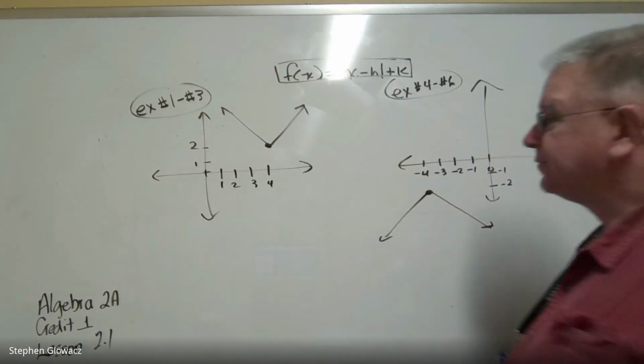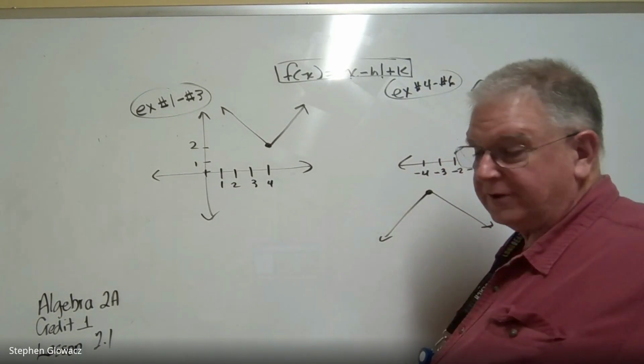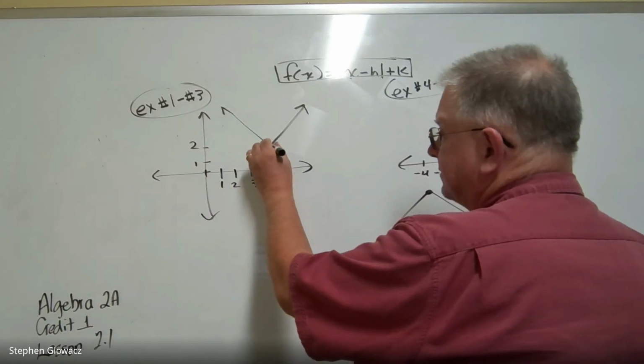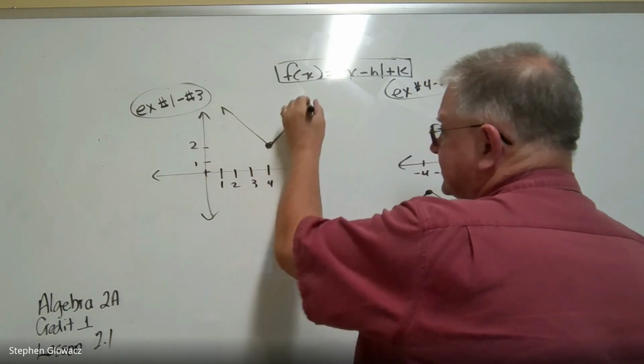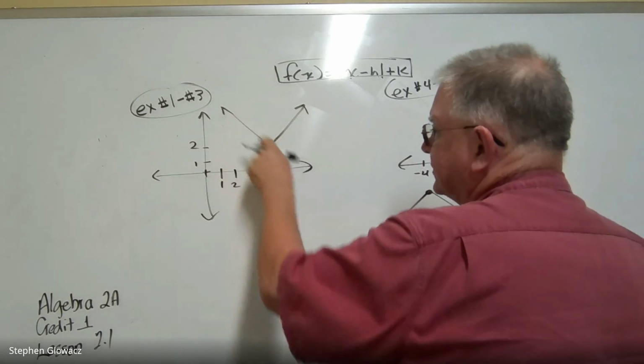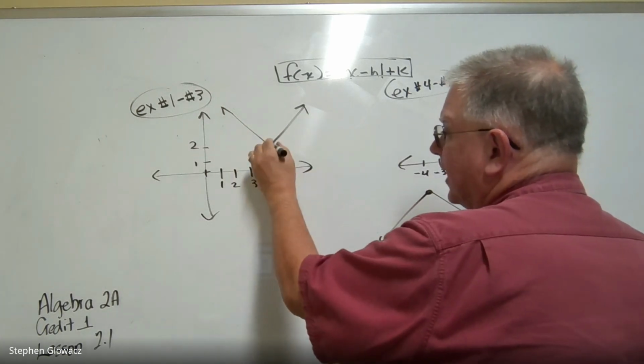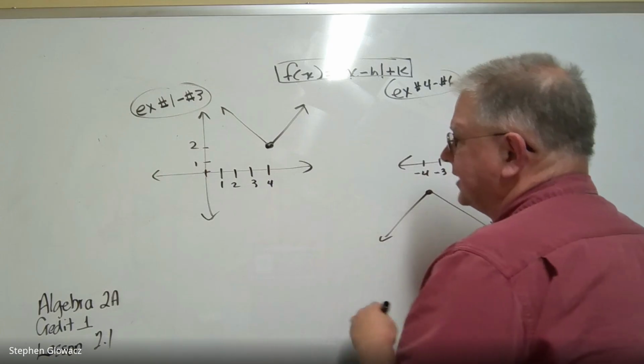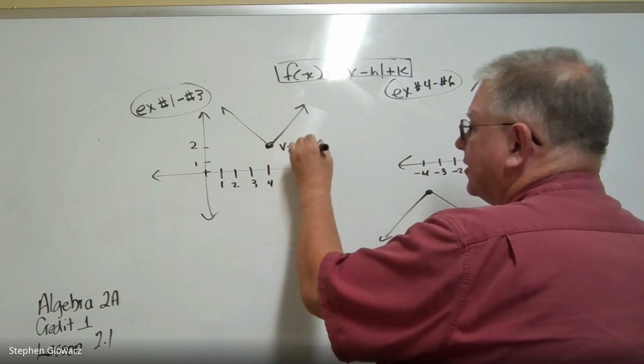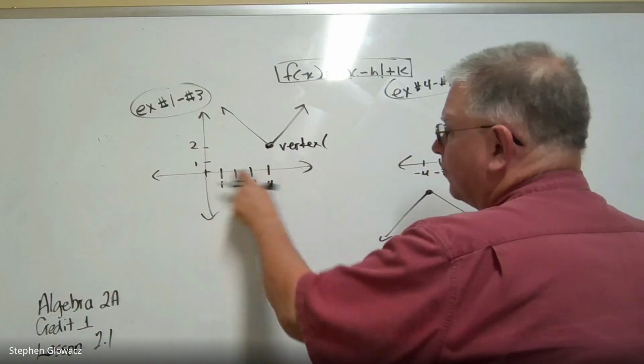and range. All right, so the vertex of our absolute value graph is this bottom point where the two sides of the absolute value meet right here. And so the vertex here would be at 4 to the right and then 2 up.